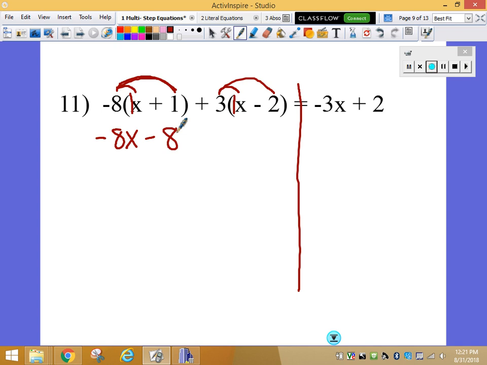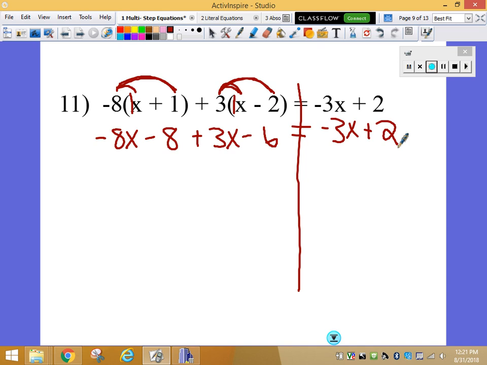Take a second, look at that, make sure we're good. Okay? Here I'm going to multiply again. This is a positive 3 times x, which is a positive 3x. Positive 3 times negative 2 is a, no it's not. Positive 3 times negative 2 is a negative 6. On the right-hand side, there's nothing to distribute or combine, so I'm just going to bring this down.